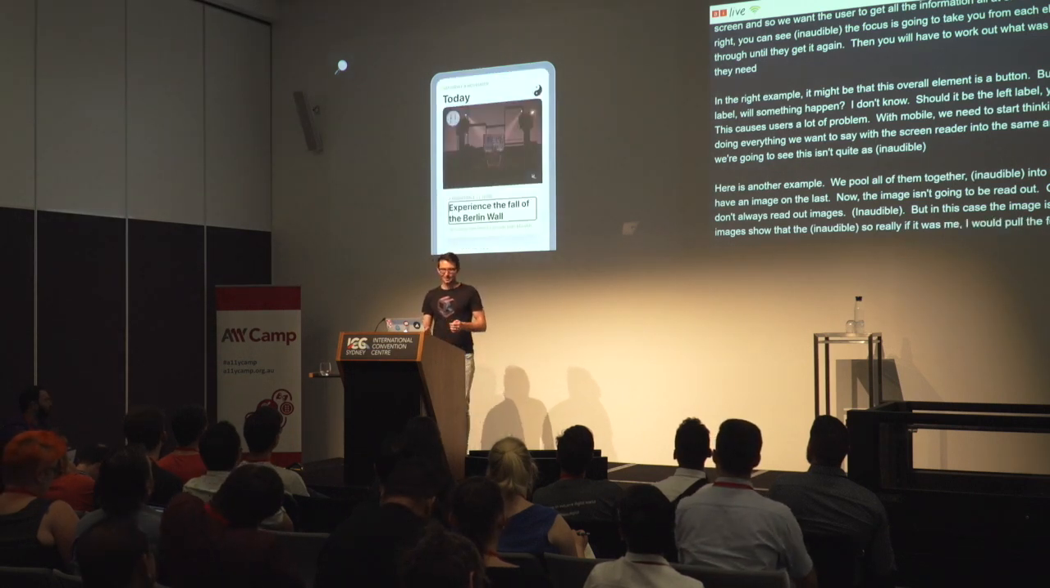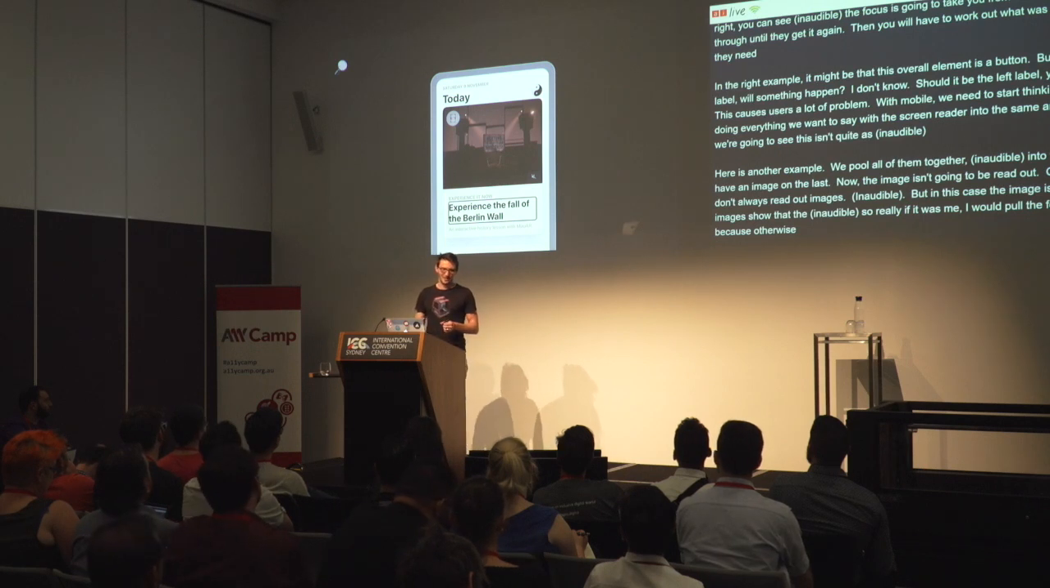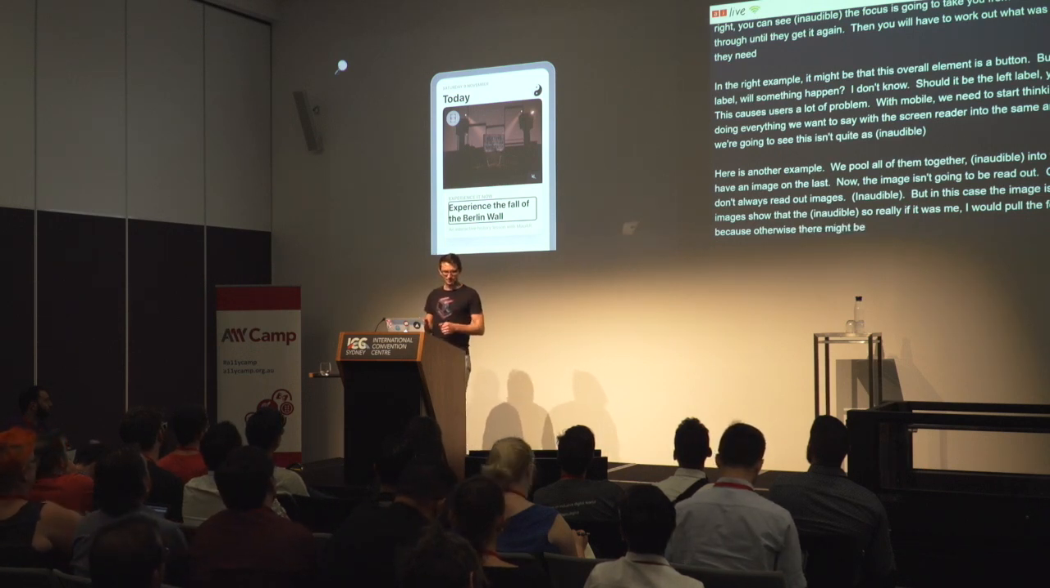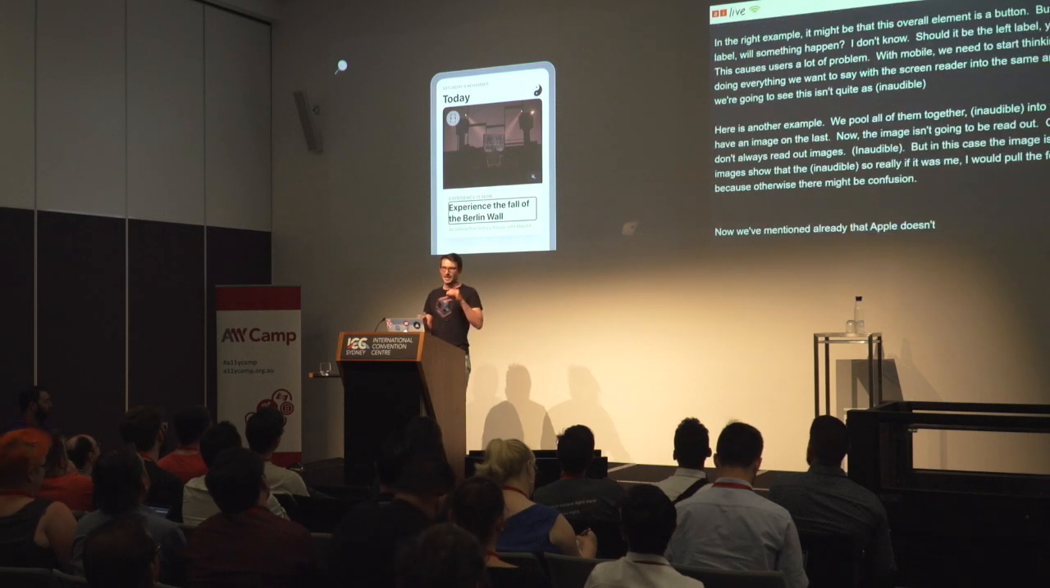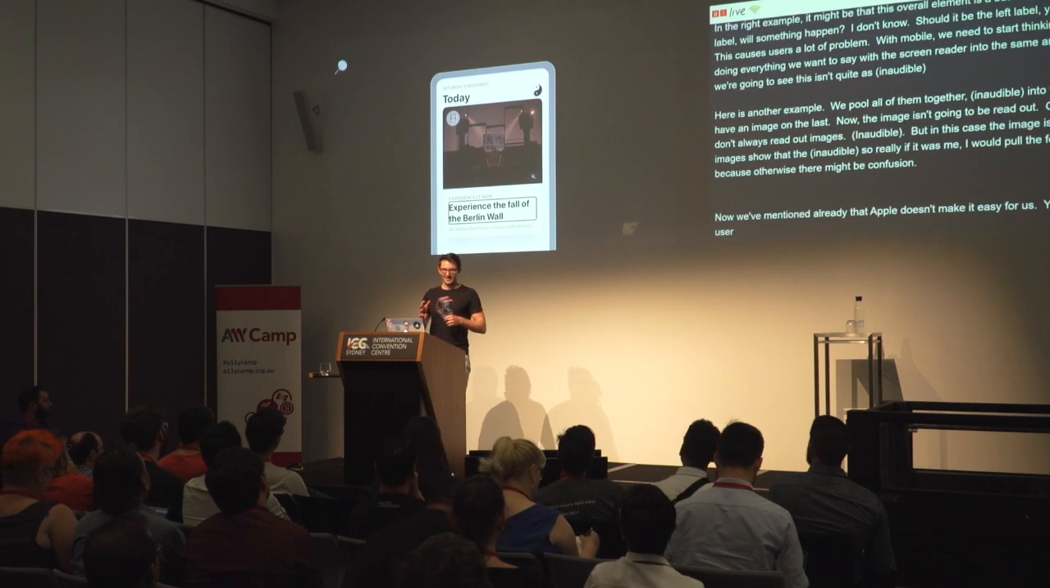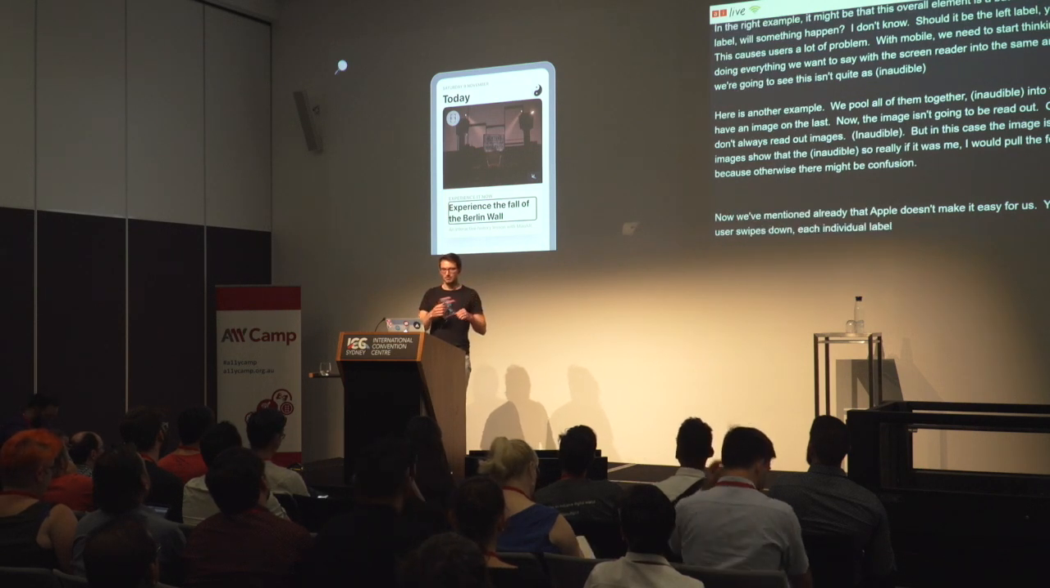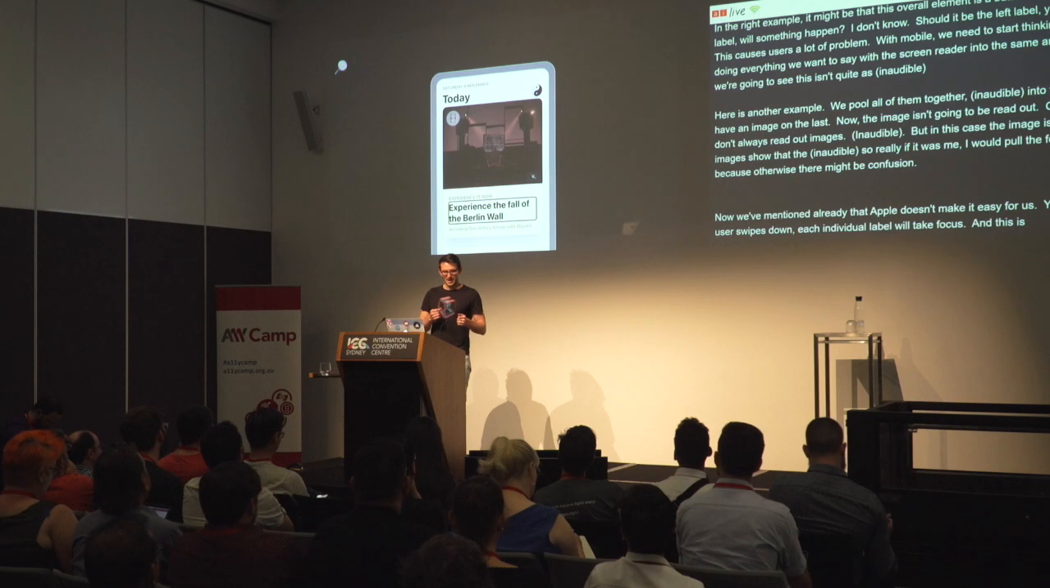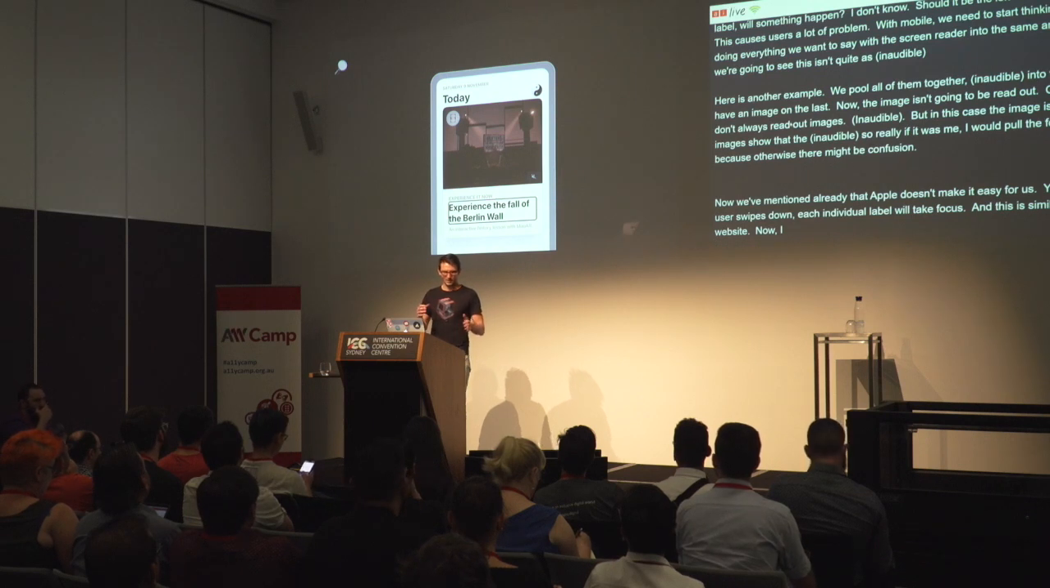Now, we've mentioned already that Apple doesn't make it easy for us. Here is a screenshot from the App Store. And you can see that when the user swipes down, each individual label will take focus. And this is similar in a lot of ways to how websites often do it. Now, I would argue that the user wants context, and we know exactly the context the user wants. They want context on this specific cell.